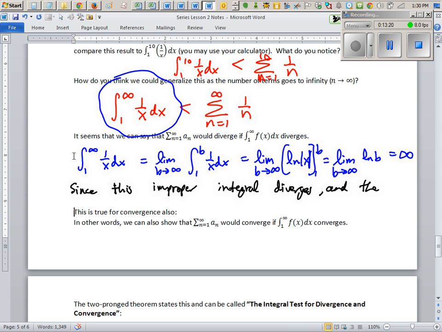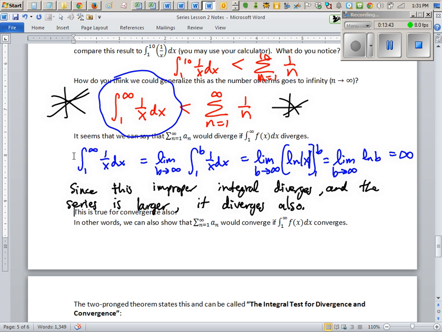and the series is larger than it, if you look back one step in our work, up here it's saying that the series is larger than the integral, it too diverges. Or it diverges also, you see, right? The series diverges also. So if the black area under the rectangles is infinite, and yet the blue area is larger than that, then we have a divergent series, you see.